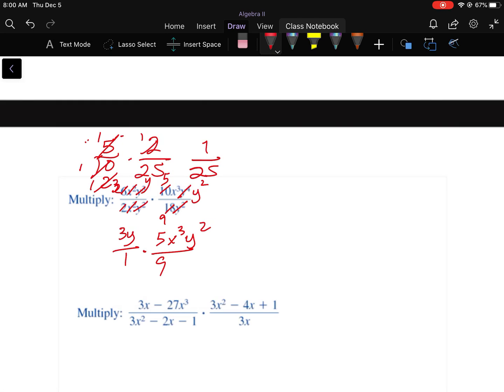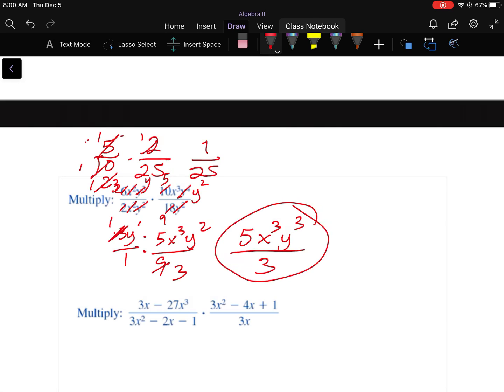Okay, now diagonally I can also reduce. I notice that 3 and 9 are both divisible by 3, so there's a 1 and there's a 3. So as I multiply my numerators, I've got 5x to the third, y to the first times y to the second is y to the third, all over 1 times 3, or 3.